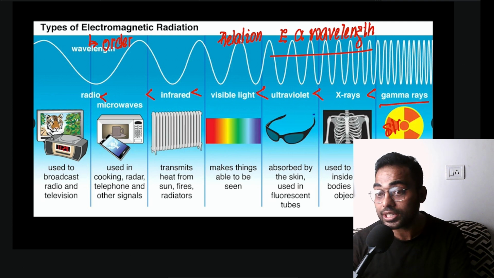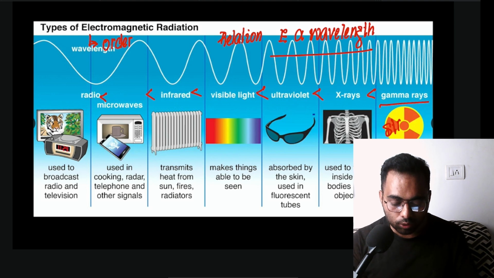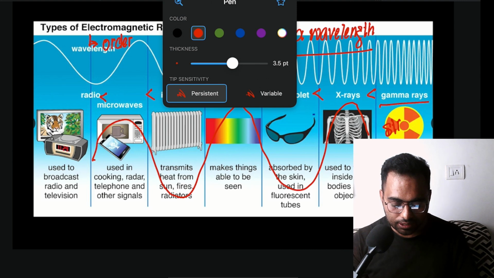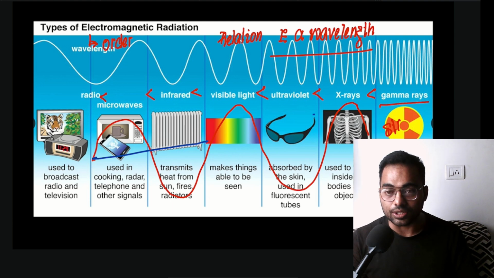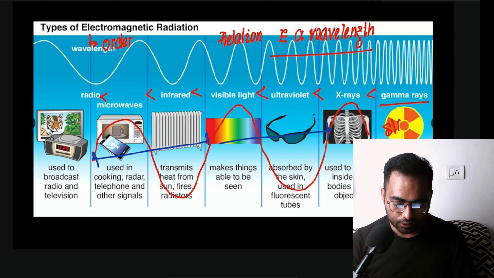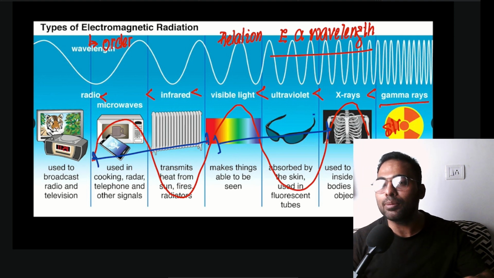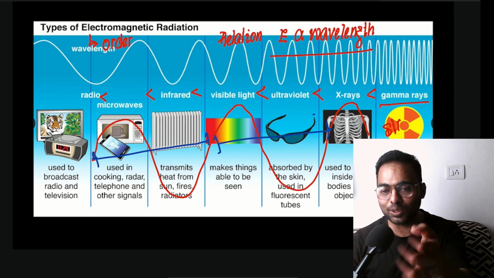So let me repeat it for you once again. Gamma rays, followed by X-rays, followed by ultraviolet rays, followed by visible rays, followed by infrared rays, followed by microwaves, and followed by the radio waves. All right. One more thing which is really important here is to understand the wavelength. All right. So what is wavelength? Wavelength is the minimum distance after which a wave repeats itself. Okay? Meaning that this line that I have drawn in blue is clearly the minimum distance after which this wave will repeat itself.